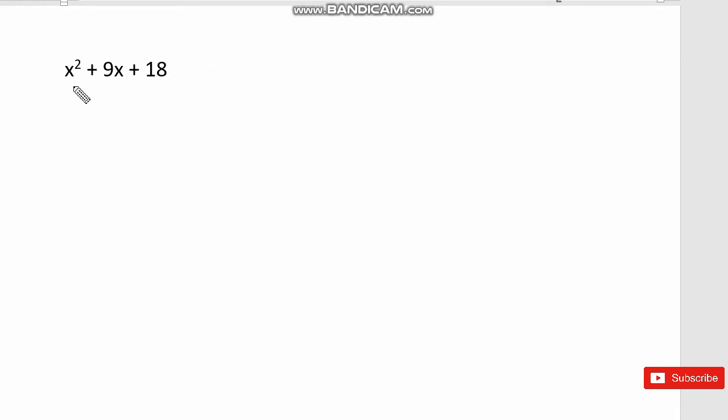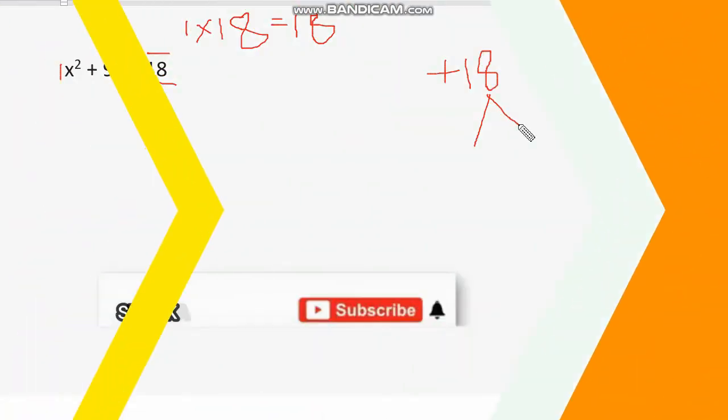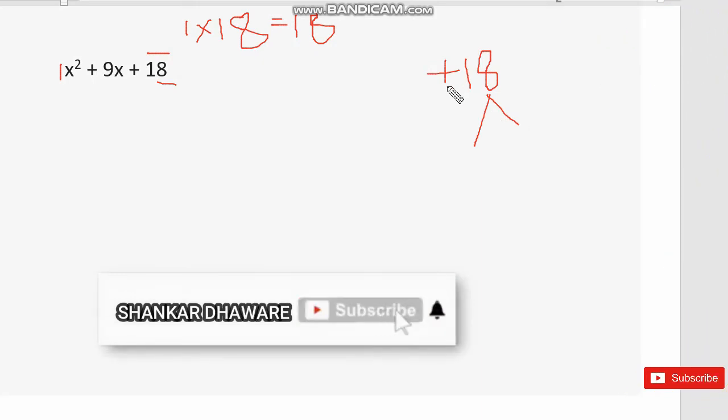First of all, let us see what we can do. Just take the factors of plus 18. Why plus 18 here? 18 is the constant term and the coefficient of x square is 1. So we multiply 1 by 18, and we get the plus 18. So we factorize the plus 18. Now what are our conditions? The product must be plus 18 and the sum of the two factors must be plus 9.